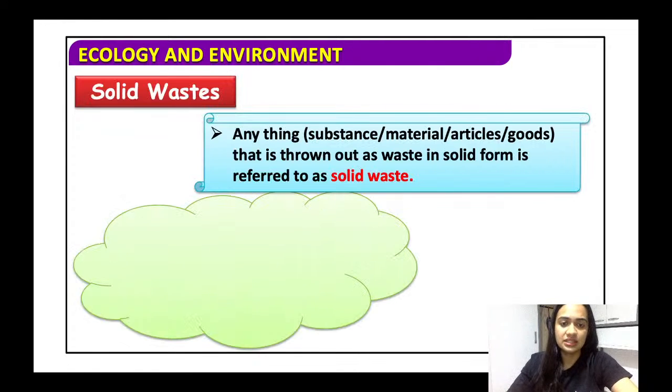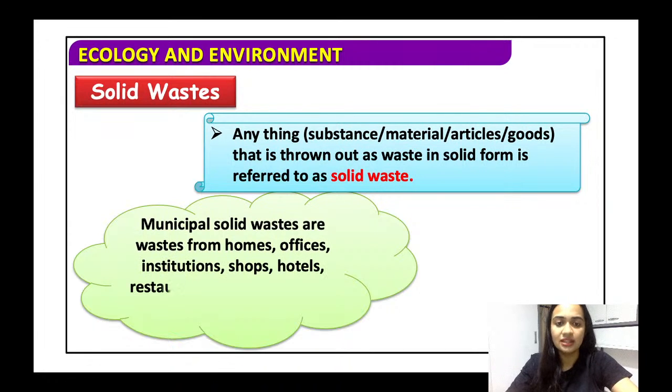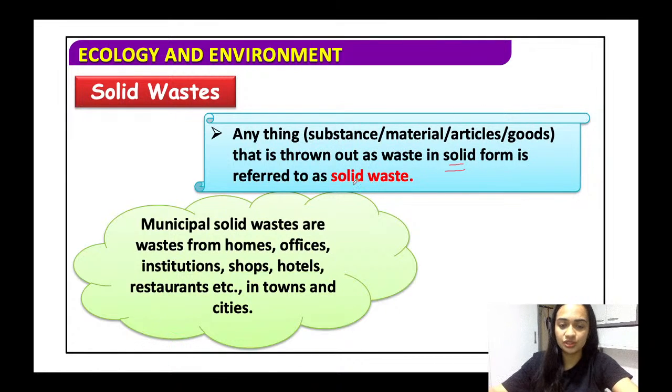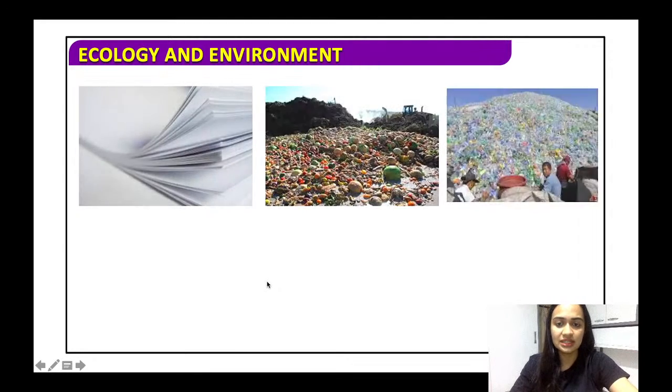Coming to solid waste. So any substance or material, articles, goods that is thrown out as a waste in a solid form. जो भी solid form में हमने environment में throw किया उसे हम solid waste कहेंगे. So your municipal solid waste are waste from your homes, offices, institutions, shops, hotels, restaurants, etc. ठीक है, तो ये सब आपके basic wastes हैं.